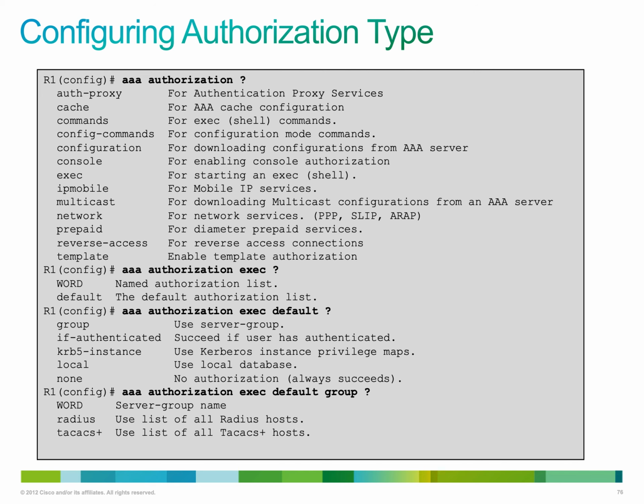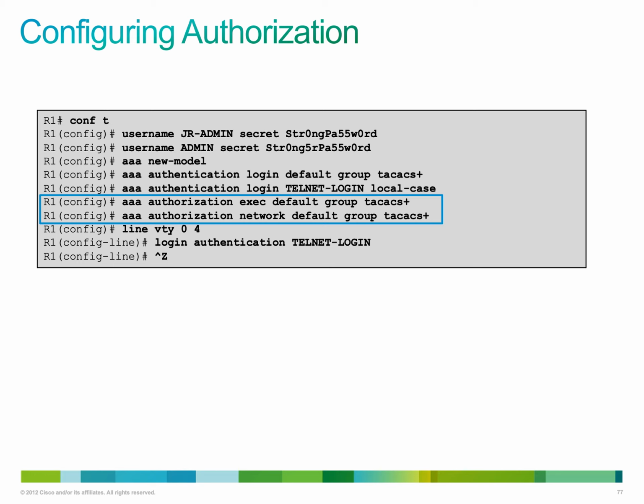Configuring authorization type. These are the various types you have. But here, configuring authorization is the same thing like I said for authentication. We do the same thing, but anywhere we put authentication, here we have to put authorization. Okay, here. Router1 config# aaa authorization exec default group tacacs+. Router1 config# aaa authorization network default group tacacs+.